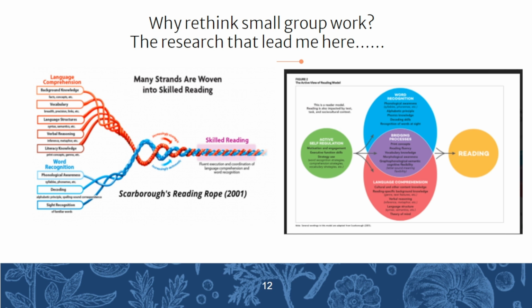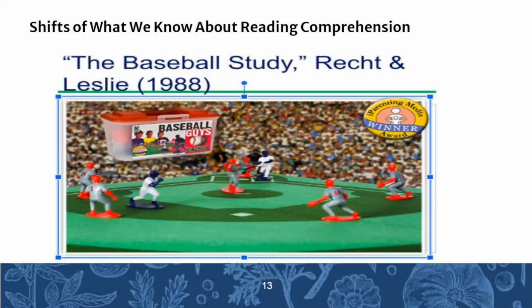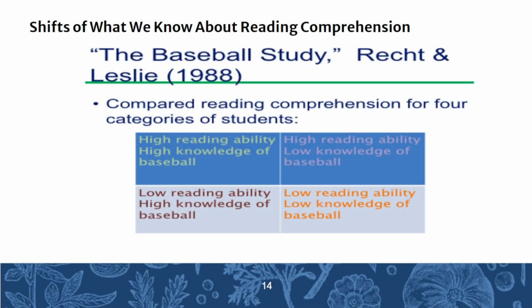But the next piece of research that came out of the science of reading was the baseball study, which a lot of you have probably heard about already. Basically, there was a baseball study by Recht and Leslie, and they realized when they did the study that knowledge matters, and there's a lot behind why students are not making meaning of text: the knowledge gap. In this research, they said if you had a high knowledge of baseball and a high knowledge of reading ability, you were at the top.